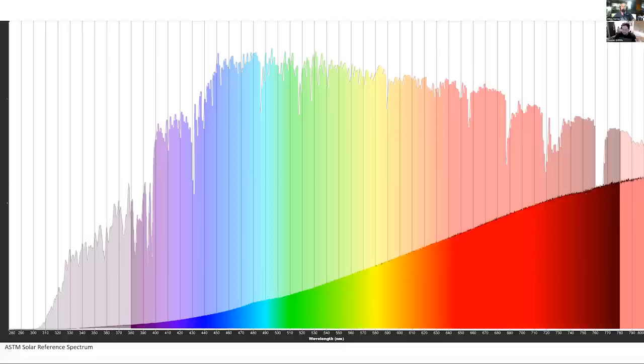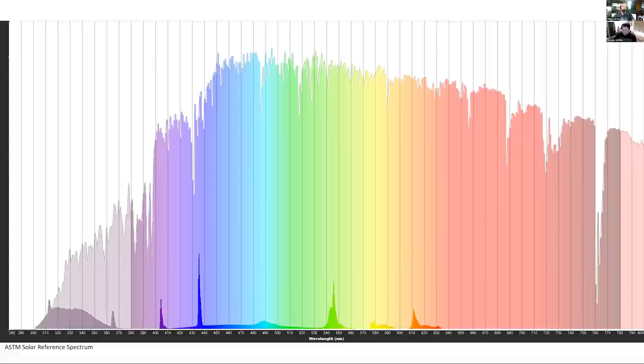And we could show what a standard T5 looks like. Looks like this, or something like this. Again, I think this is an Arcadia. And we can see that the UVB, which is down here, is really good. That's what it is. It is a UVB bulb. But the rest of the spectrum, again, not very good.